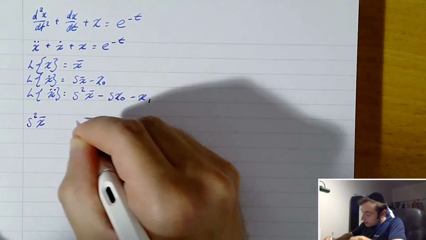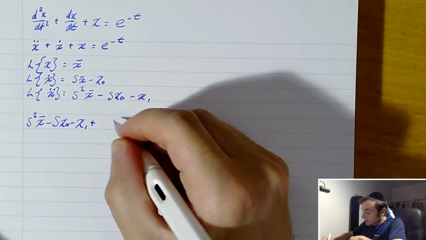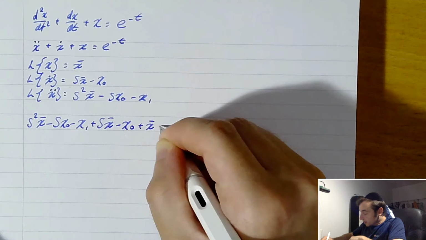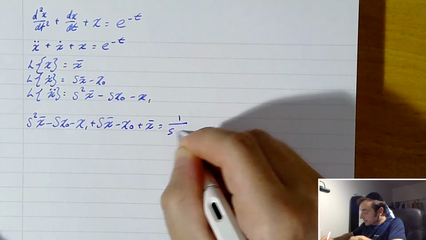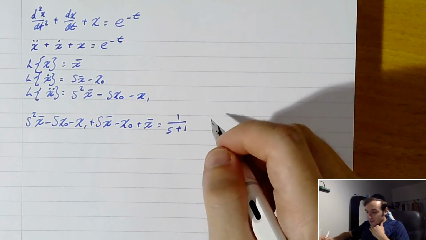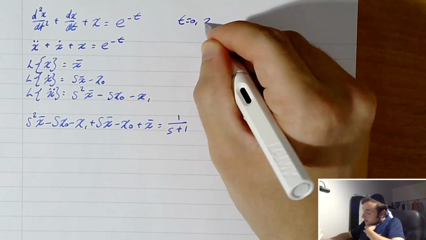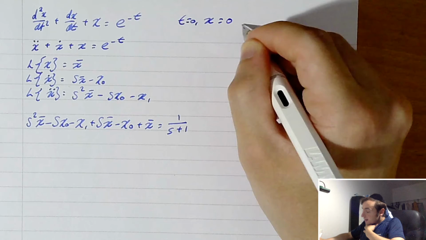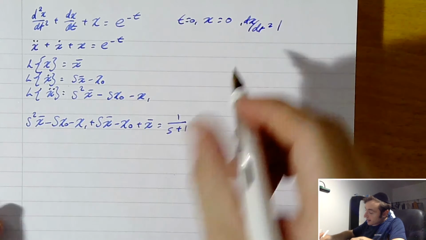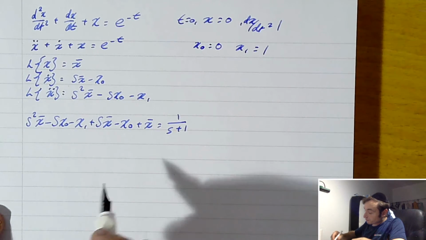So we're going to end up with s squared x bar minus s x naught minus x1 plus s x bar minus x naught plus x bar equals 1 on s plus 1. And I've just taken the Laplace transform of all those things. We're also told that the initial conditions are such that when t equals 0, x equals 0, and dx/dt equals 1. So we can say that x0 equals 0 and x1 equals 1.